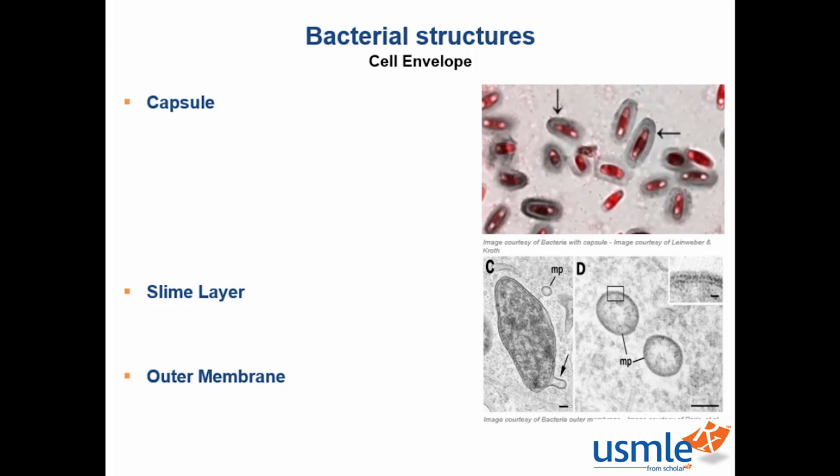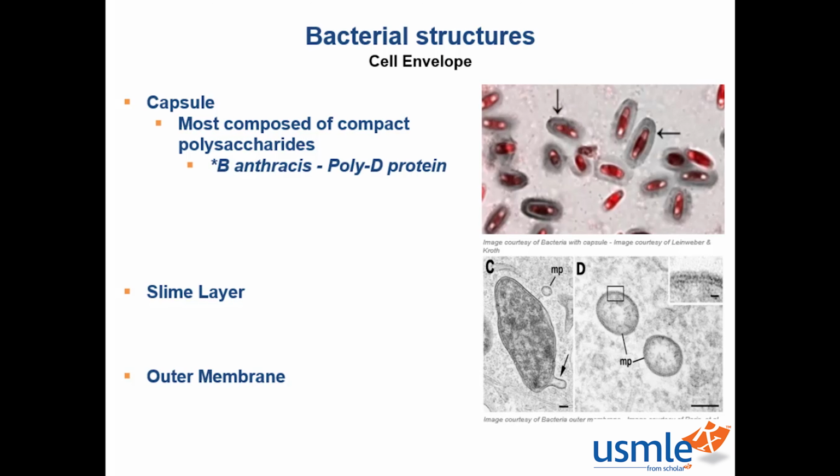Let's start from the outside in with the bacterial capsule, a common structure to many gram-positive and gram-negative bugs. This outer envelope layer is composed of polysaccharides in most bacteria. But do you know an exception to that rule? Bacillus anthracis' capsule is made from repeating poly-D-glutamate protein molecules. This is a common distinguishing feature of the Bacillus anthracis species, so take note for test day.